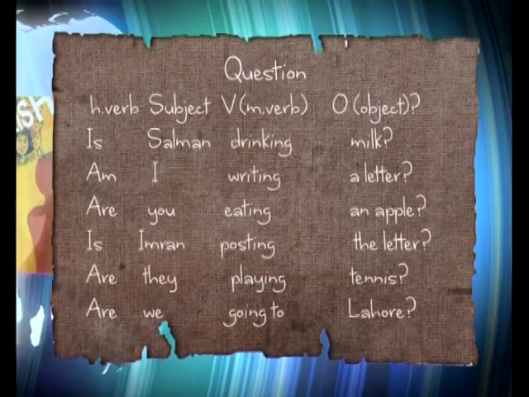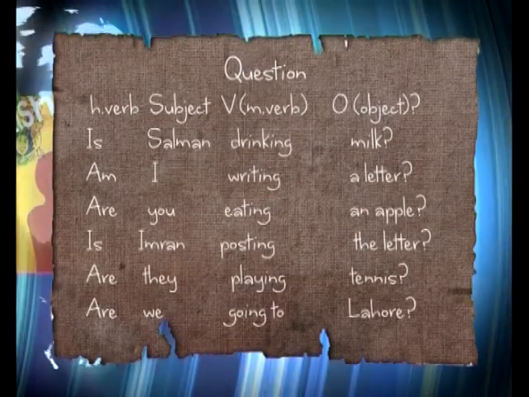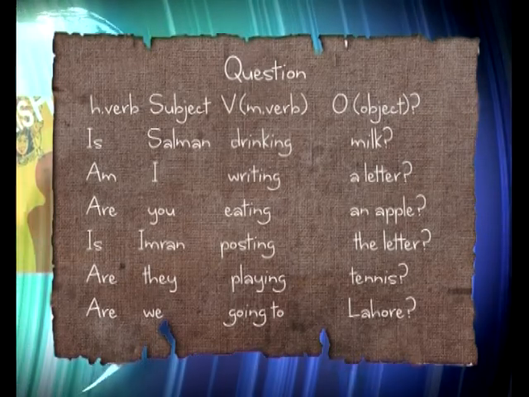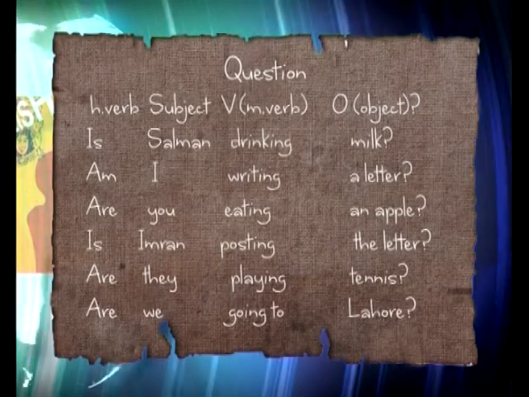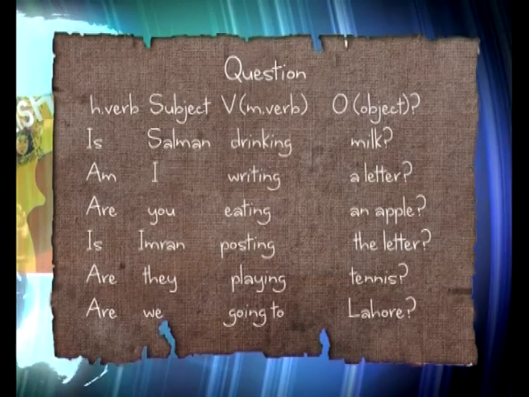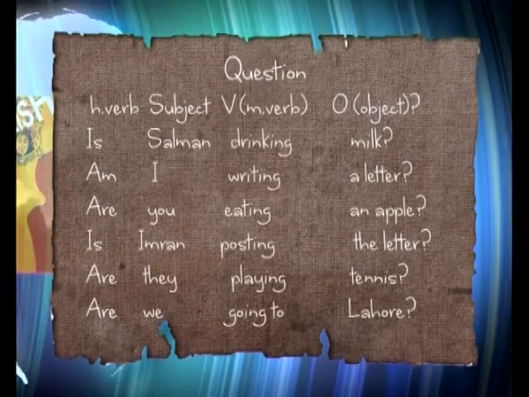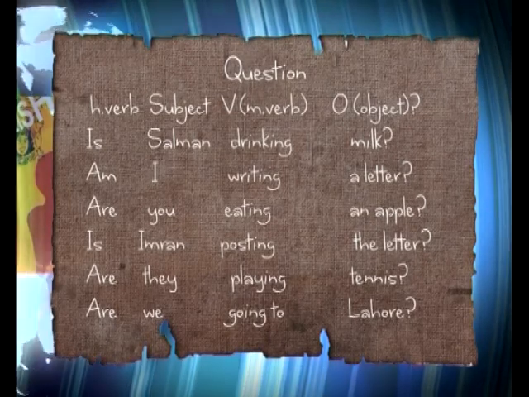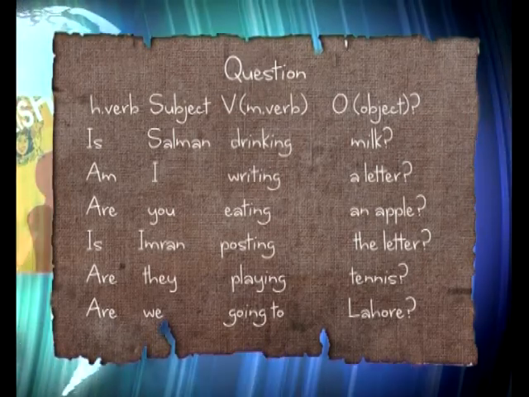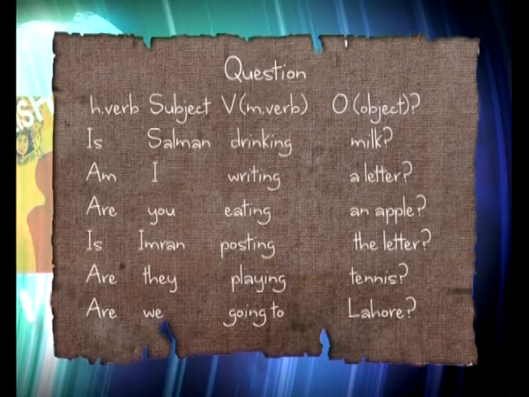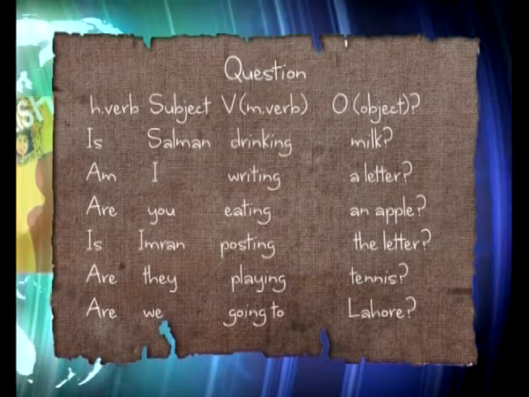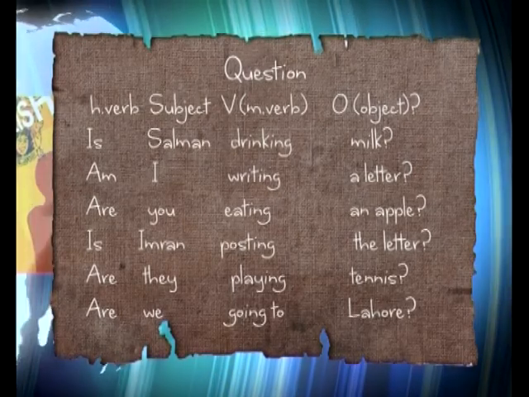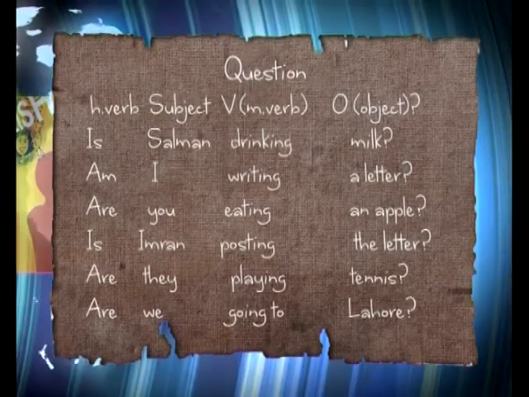Right. Now the second thing is question, what we call interrogative. And now what happens in English? The helping verb comes to the beginning, and the subject comes after that. So you can see the same sentence, Salman is drinking milk, has been changed into is Salman drinking milk? And don't forget to add a question mark at the end. Second sentence, am I writing a letter? Same, you can see am goes to the beginning, but writing again takes ing form and the object doesn't change. It takes the same place.